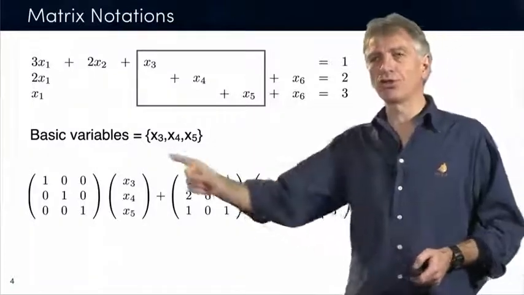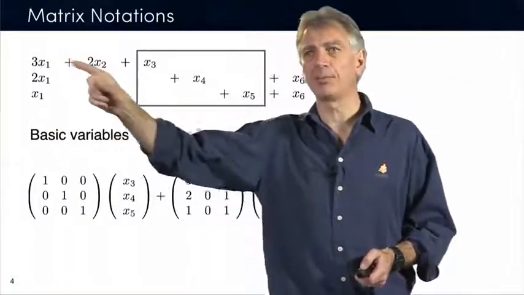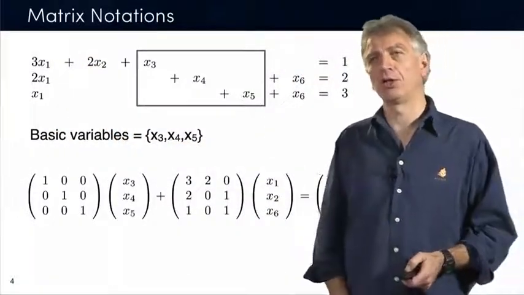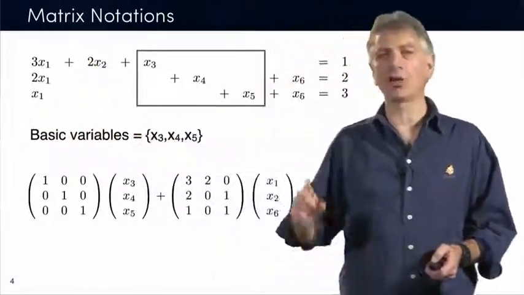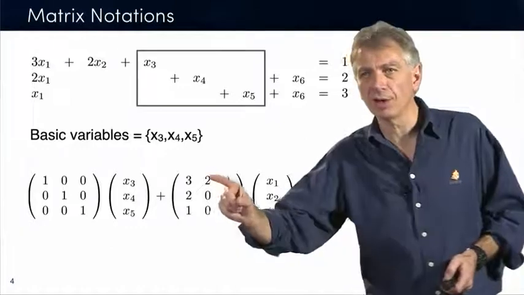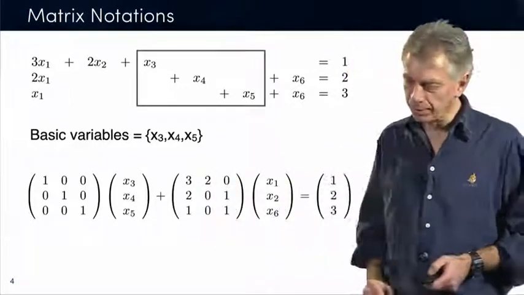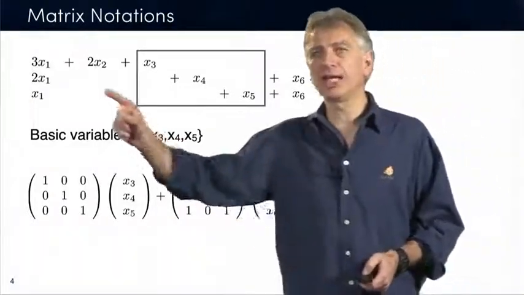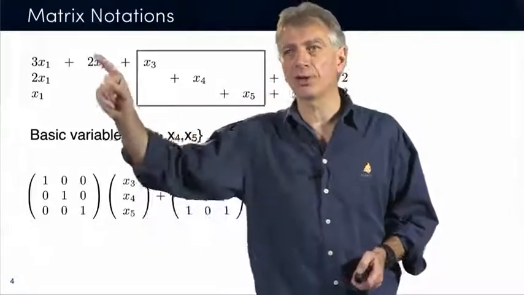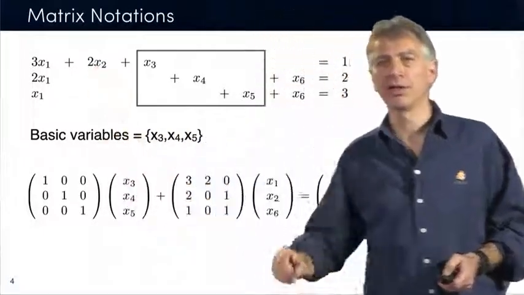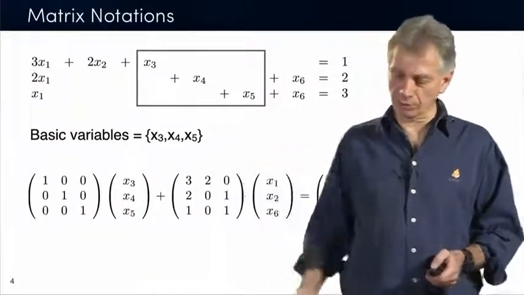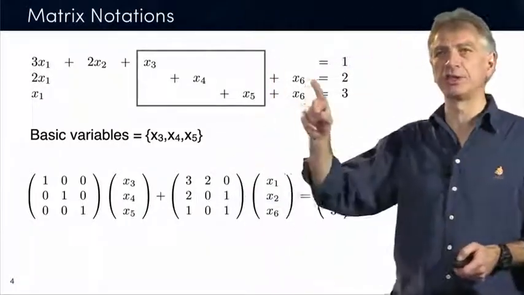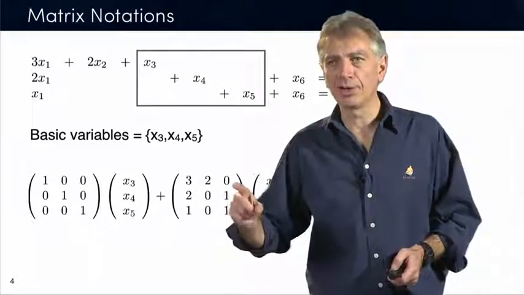So you see the first non-basic variable there, x1. It has a column which is 3, 2, 1, and that's the column that you see here. Then you see the next variable there, x2, so the column is 1, 0, 0. This is the column that you see there. And then finally, you have the column for x6, which is basically 0, 1, 1, and you see 0, 1, 1 there.